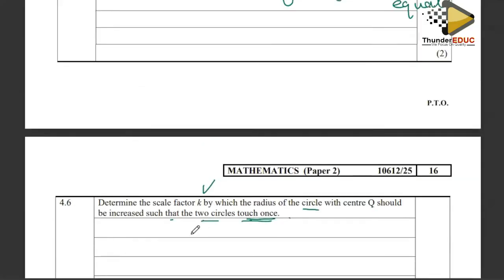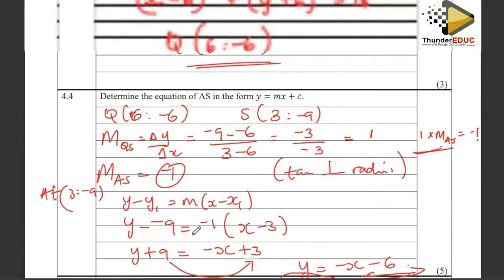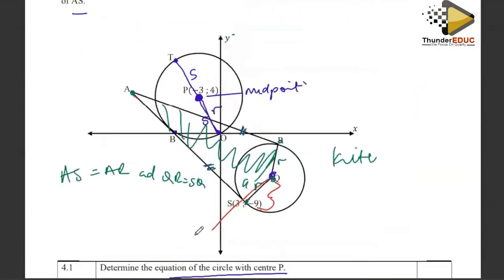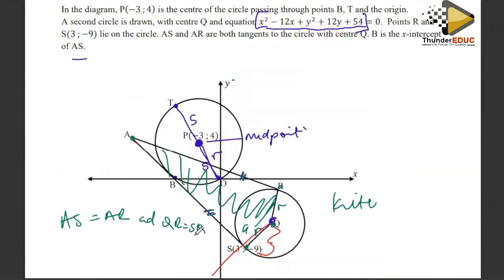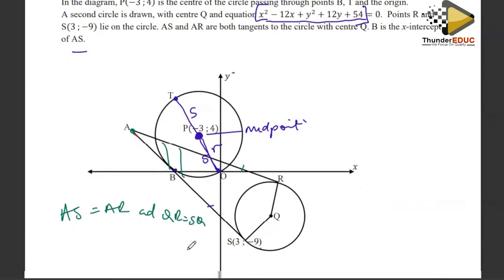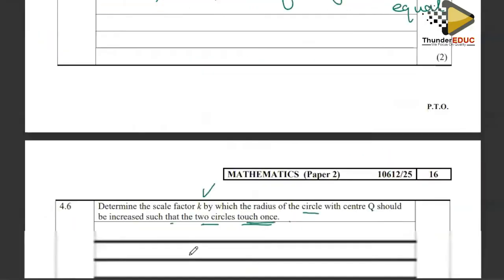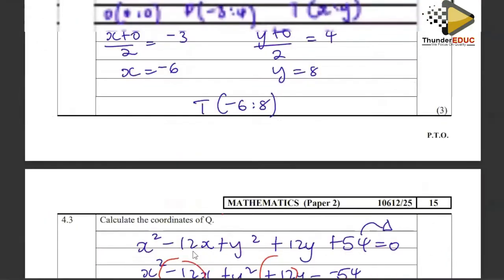Scale factor with which the radius of the circle with Q must be increased so that the circles touch. Now, which circle are we looking at? We're looking at Q. In other words, this Q must be increased. But we want to see by how many times. The question never told us how many points, but they are telling us they must touch once. Okay, that's perfect.